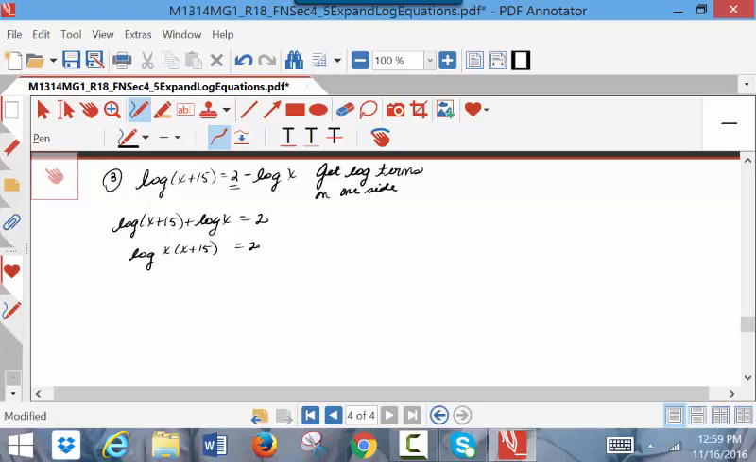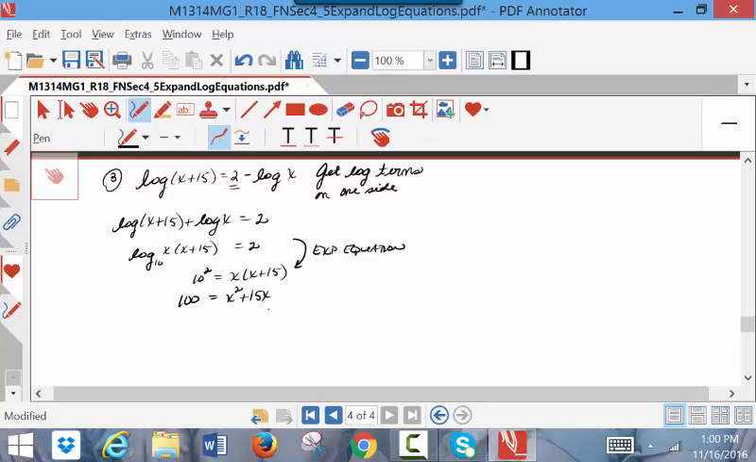And now I'm finally ready to convert it to an exponential equation. Now remember, if there's a common logarithm, it's assuming a base of 10. So this would be 10 squared equaling x times x plus 15. Here's my conversion to an exponential equation. So this becomes 100 equaling x squared plus 15x.